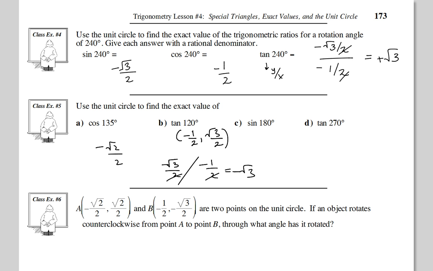Sine 180 is really easy. It's just 0, the y coordinate of 180. And tan 270 is going to be here. So for 180, I'll give you the coordinate. And for 270, the coordinate is 0, negative 1. So y over x, negative 1 over 0, so undefined.